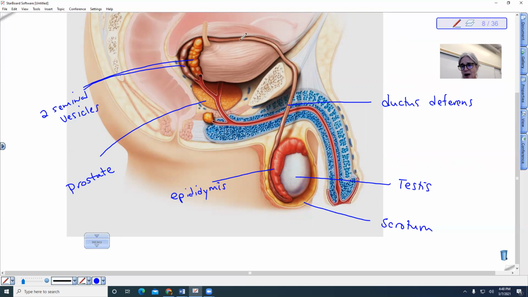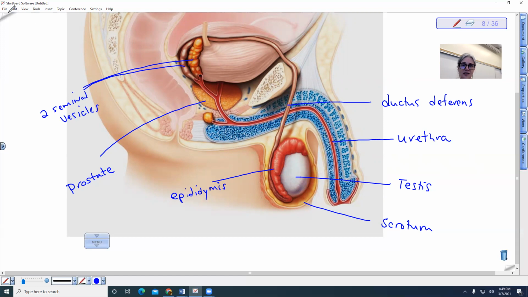You'll notice that the sperm would be carried by here, it passes the seminal vesicles, and it passes through the prostate gland, and then it finally comes out via the urethra. So we're going to write that one down. This is the urethra, and it transports both sperm and urine.